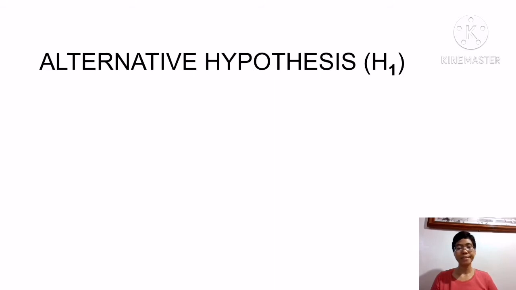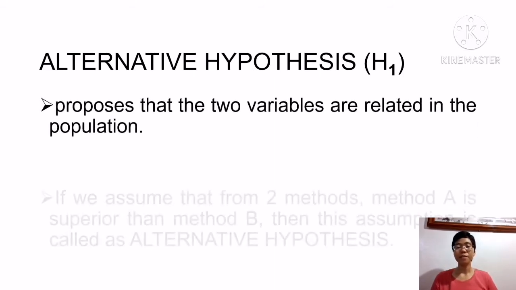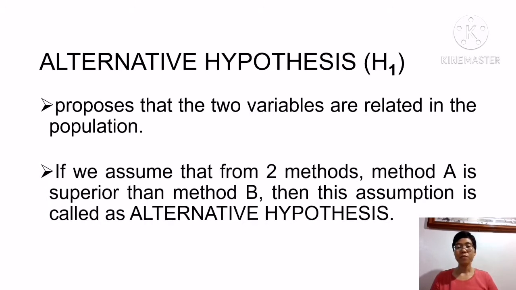Alternative hypothesis proposes that the two variables are related in the population. If we assume that from two methods, method A is superior than method B, then this assumption is called the alternative hypothesis.